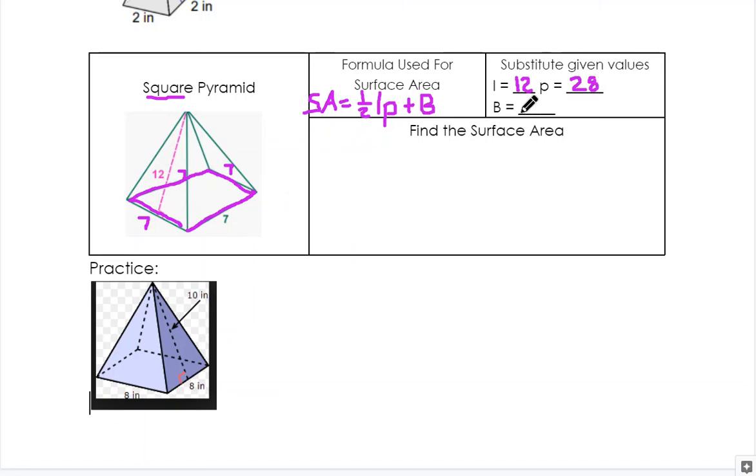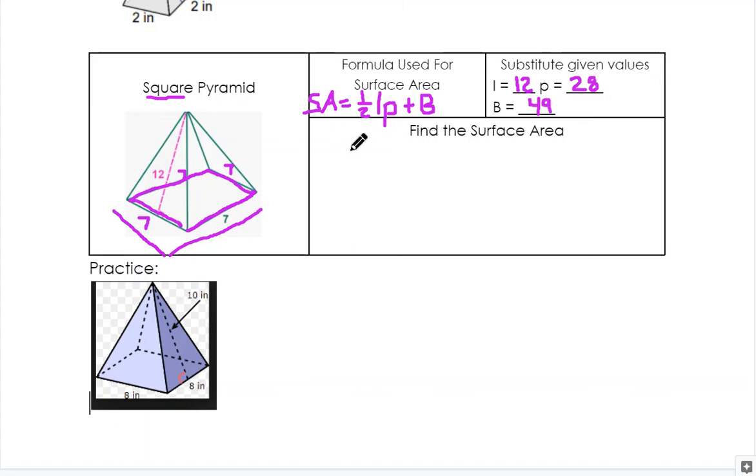All right, now I have to find the area of the base. Area of the base, remember, is length times width. So that means I would take my length and times it by my width. So I'm timesing these two sides. And 7 times 7 gives me 49. So the area of my base is 49.